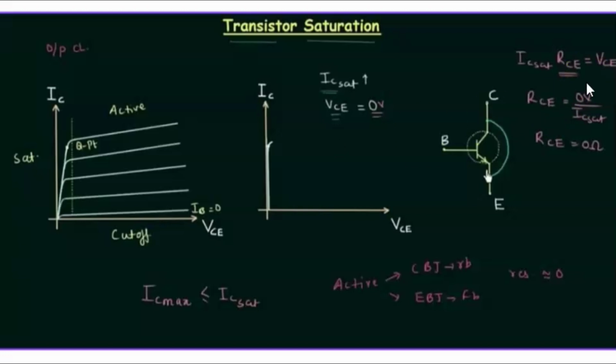अब यहाँ पे अगर हम लोग Ohm's law अप्लाई करें, so we know that IC sat multiplied by RC is going to be equal to VC. Now we know that VC is equal to 0, so यहाँ से हम लोग देख सकते हैं that RC is going to be equal to 0 ohms. इसका मतलब यही है that our common and emitter ends are going to be short circuited.